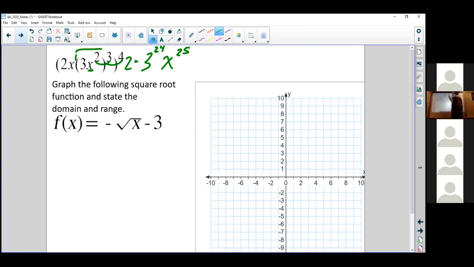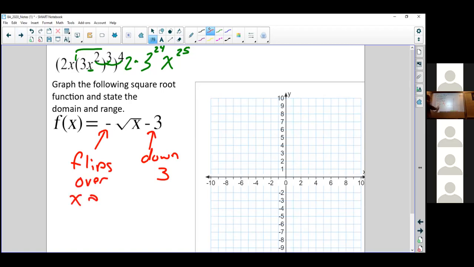Okay, so next problem, a few things to think about. This is going to go down 3. This negative here flips it over the x-axis. So rather than going up, it goes down. So I'm going to go down 3, which is fine. Here's my starting point here. But it's going to flip it over the x-axis.